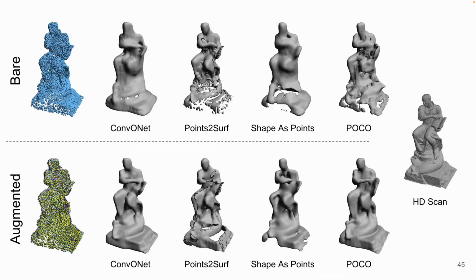This is a LiDAR scan from Tanks and Temples. Here we subsample the LiDAR scan to have around 10,000 points. Again, the training point clouds all have 3,000 points only. And here the reconstructions from the augmented point clouds are more detailed and again more compact.